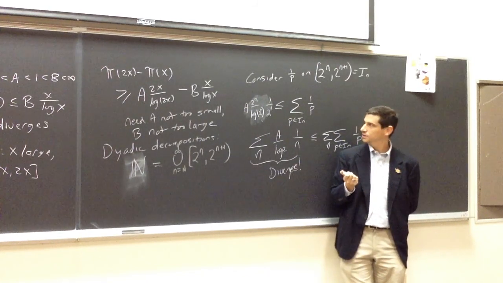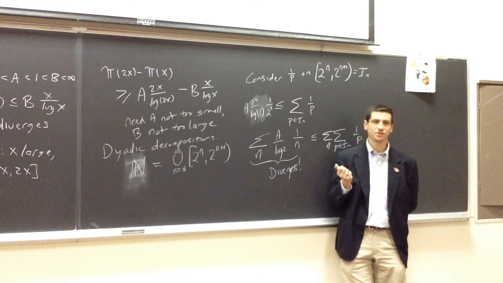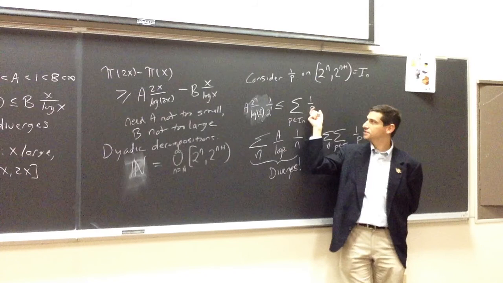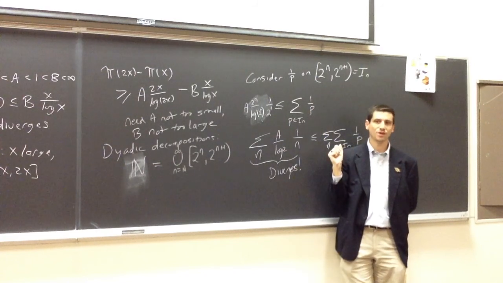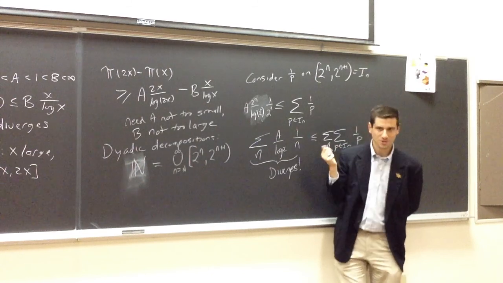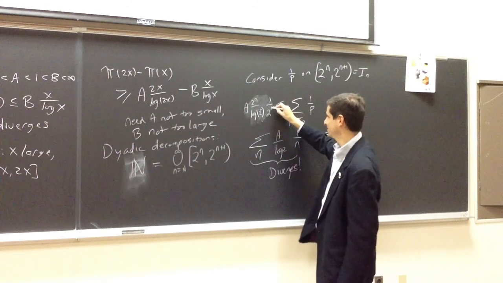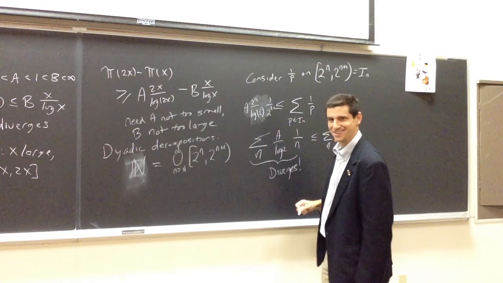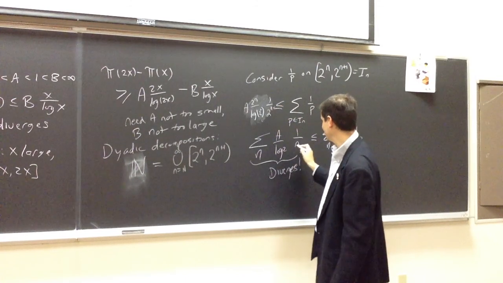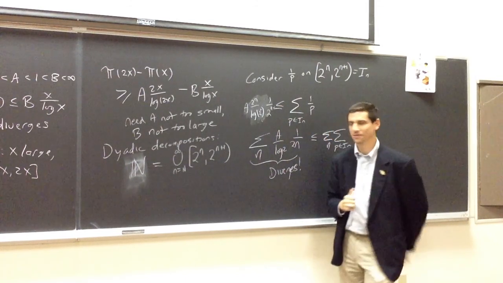Well, actually, wait a minute. I think we actually did things wrong. In terms of making this sum as small as possible, we don't want to put the primes at 2 to the n. Where do we want to put the primes? 2 to the n plus 1. Oh, no. Not a big deal. All that does is give us an extra half. Not a big deal.